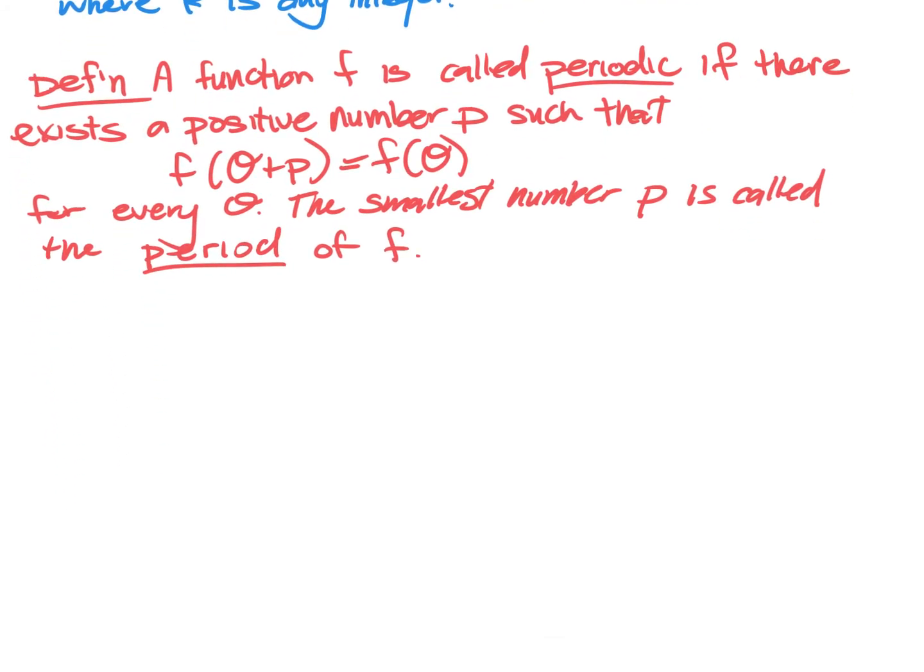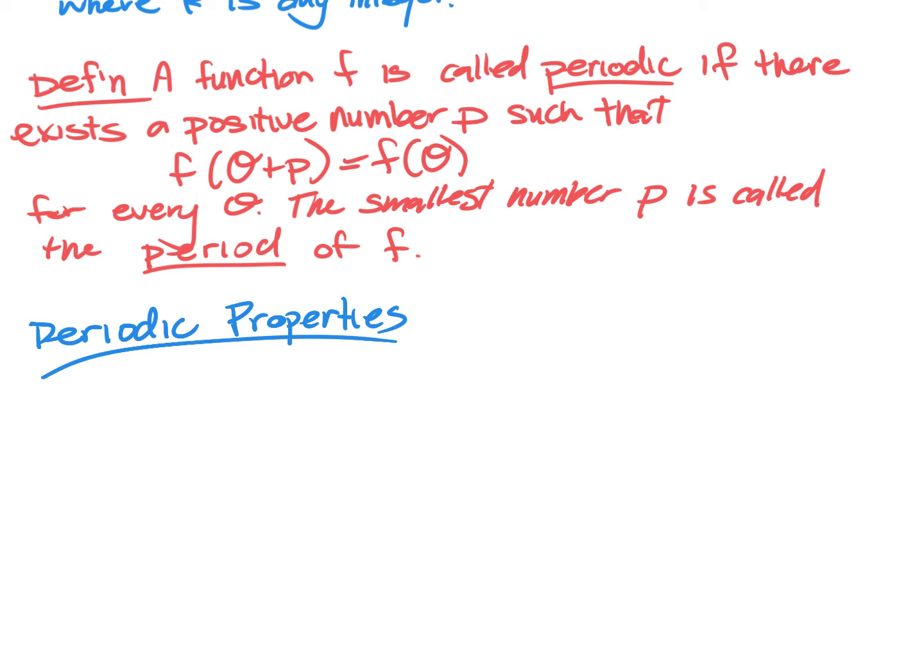So our trig functions have various periods: sine, cosine, secant, cosecant. They have periods of 2 pi, while tangent and cotangent have a period of pi. And so now we have the periodic properties.